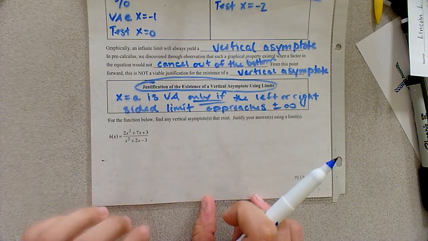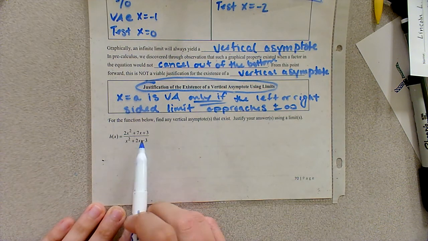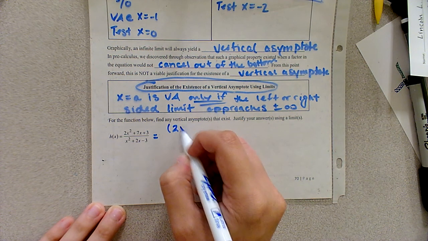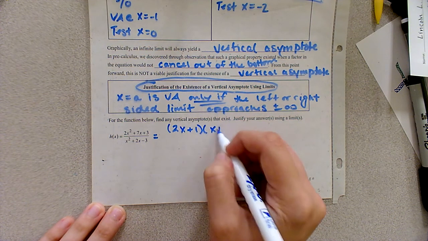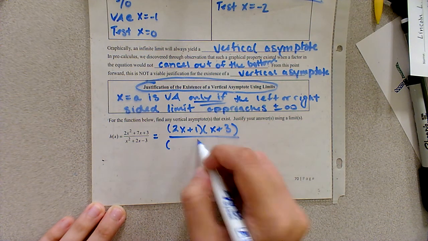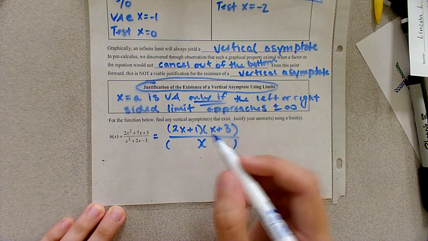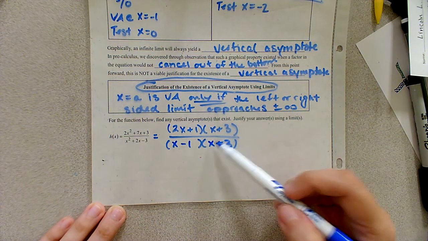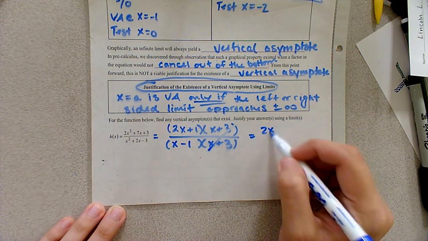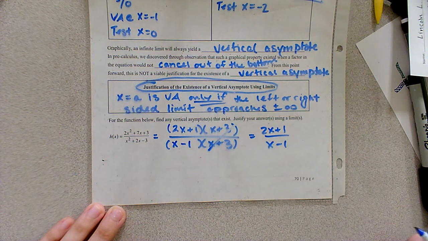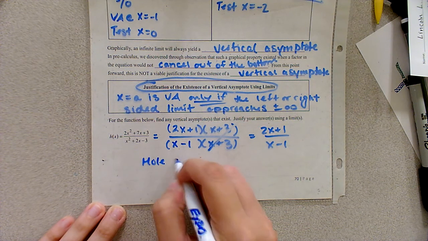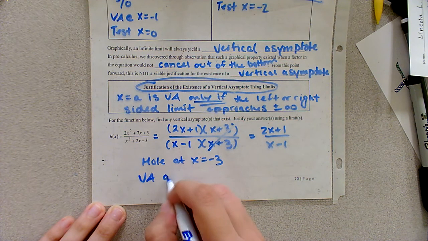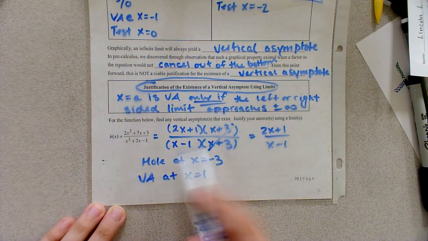So we're going to practice that at the bottom. Notice this is our function. We could factor to help us out here. Factoring the top, we'd get 2x plus 1, x plus 3. Factor the bottom, two numbers that multiply to negative 3 but add to 2: negative 1 and positive 3. We did a lot of this in pre-calc. Notice how this would cancel. We'd be left with 2x plus 1 over x minus 1. Now we know that there's a hole at the x location of negative 3 because that canceled, and we also know there's a vertical asymptote at x equals 1 because that did not cancel.